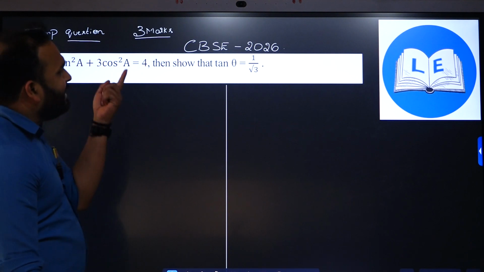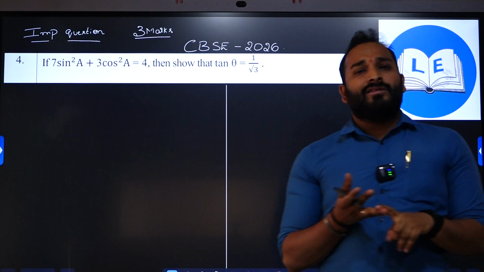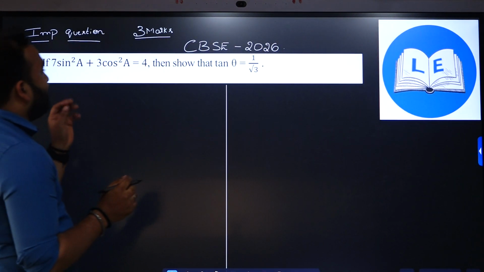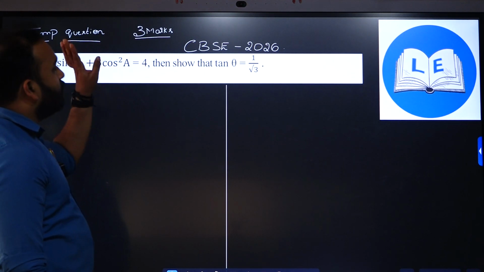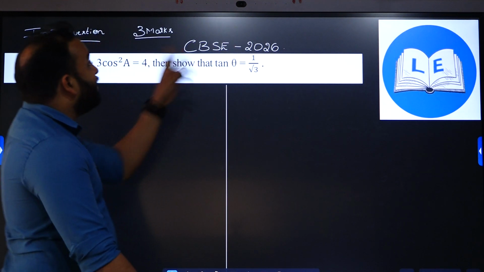You cannot find these questions in your NCERT textbook. Either you can find this in R.D. Sharma, R.S. Agarwal and some of the science papers. So what have they asked? They have given us, if 7 sin square a plus 3 cos square a is equal to 4, then show that tan theta is equal to 1 by root 3. And it is a 3-marker question.